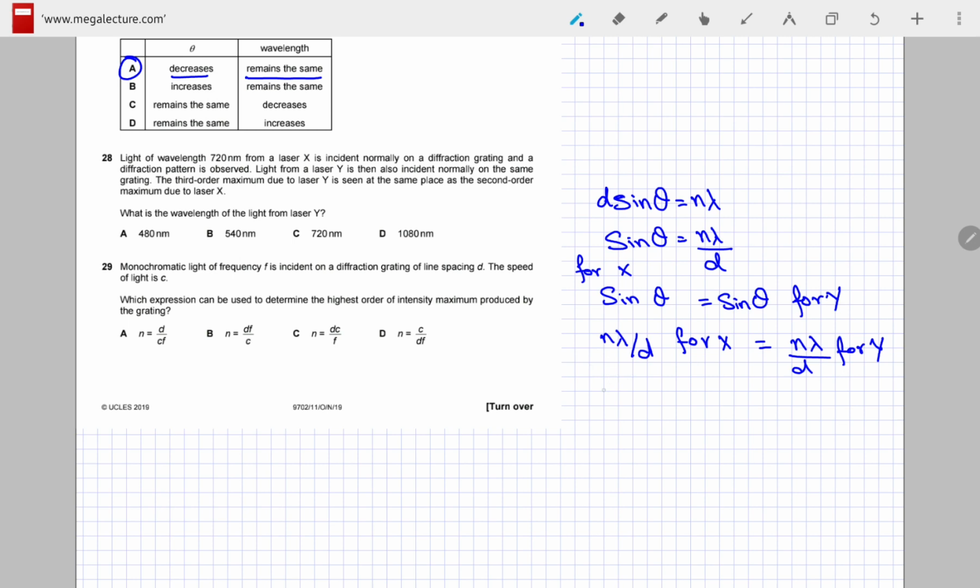So this means that we would have second order for X, so that is n equals 2 lambda is equal to third order for Y, which is n equals 3. So we'd have this expression over here, and so for Y we would have lambda is equal to 2 by 3 lambda for X, right? So let's just give these subscripts like this. And so we would have lambda Y is equal to 2 by 3 of lambda X, which is given 720 nanometers. So compute this in your calculator and you would get 480 nanometers. So the correct option over here is option number A.